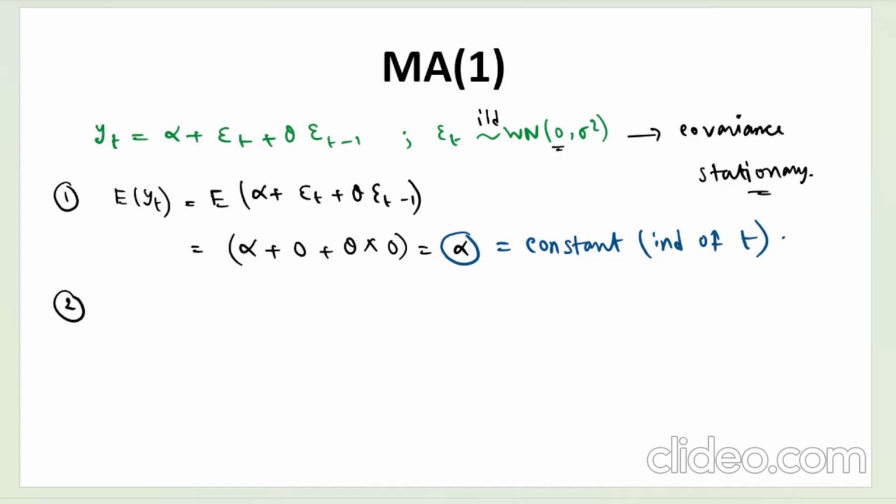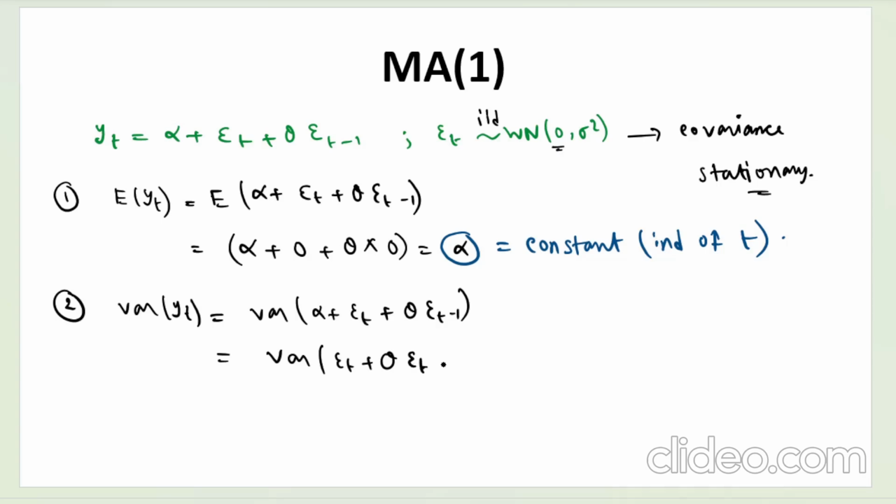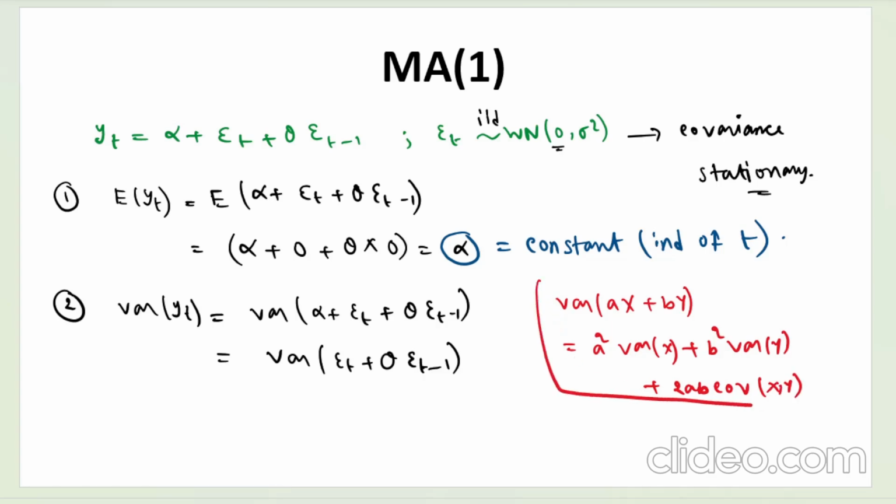Okay. Now the next step is to find the variance of the process, variance of Y_t. So variance of alpha plus epsilon t plus this. Variance of a constant is 0. So basically you are finding the variance of epsilon t plus theta times epsilon t minus 1. Now you have to remember that the variance of aX plus bY can be written as a squared variance of X plus b squared variance of Y plus 2ab covariance of XY. This is the formula, I hope you know this. Then what you can write is the variance of epsilon t plus theta squared, so this constant will be squared, and then the variance of epsilon t minus 1. And then you can write the covariance term, but it doesn't matter, it will be 0 anyway.